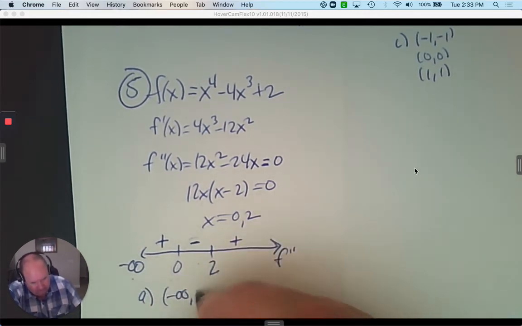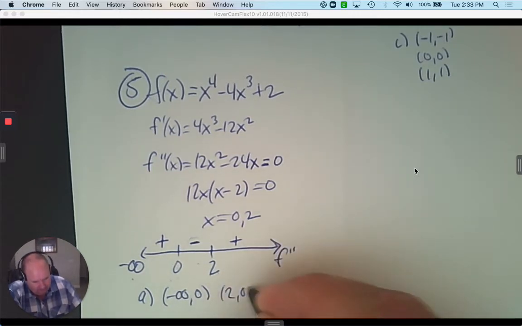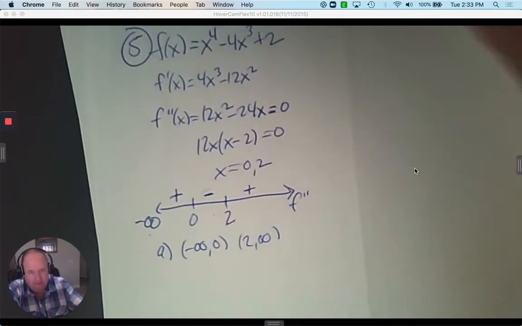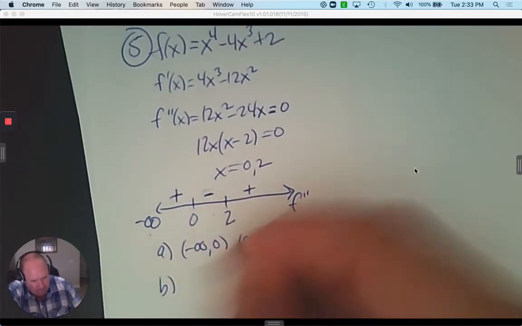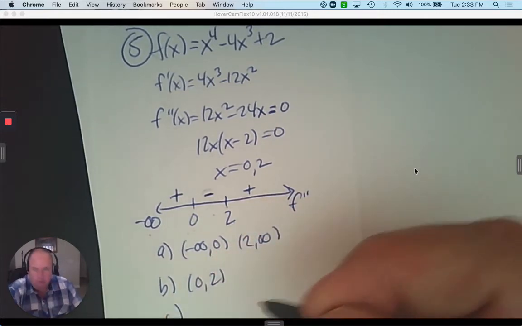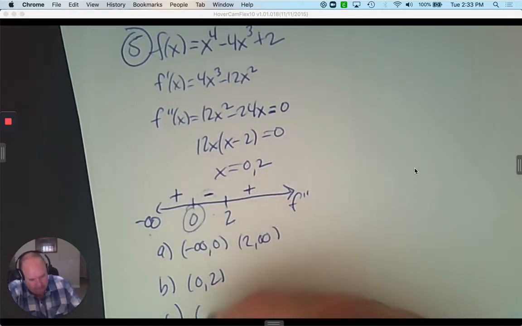So part A says, where's it concave up? So it's concave up from negative infinity to 0 and 2 to infinity. So when the second derivative is positive, it's concave up. Part B, where is it concave down? From 0 to 2. And then C, where is the point of inflection? So where did it change concavity? So at 0, and it changed at 2. So it has 2 points of inflection.